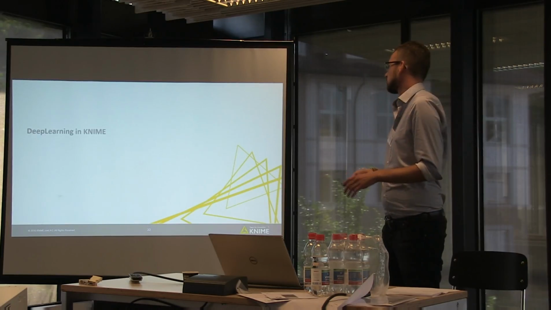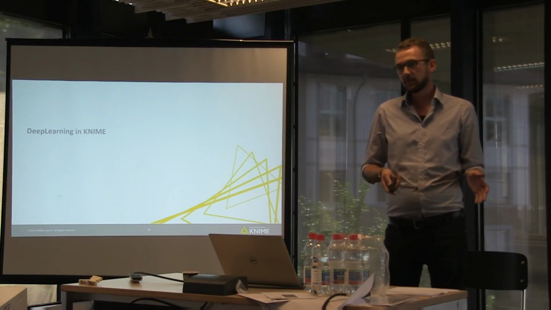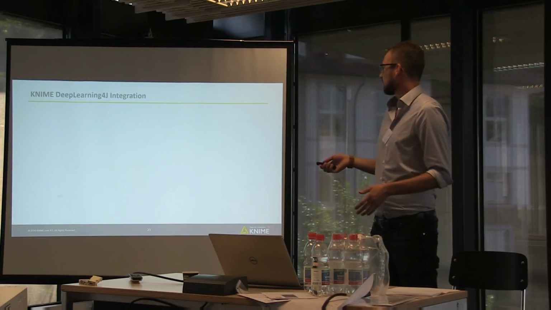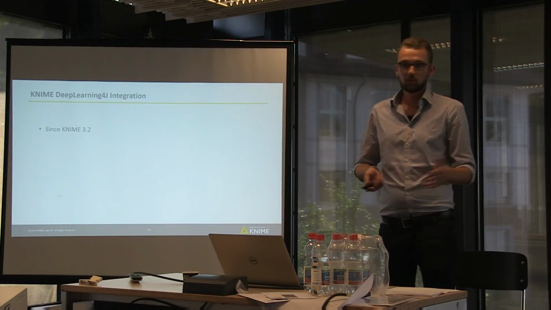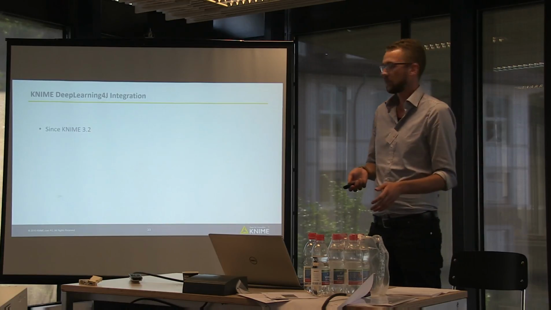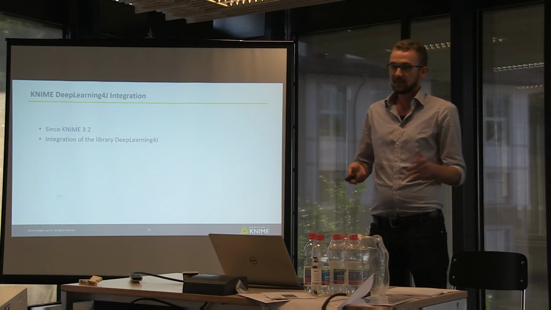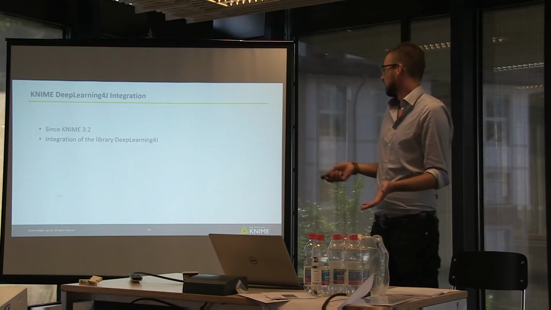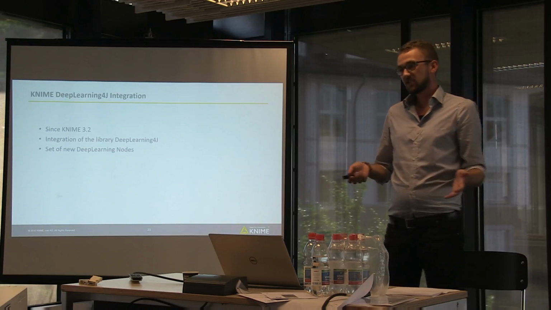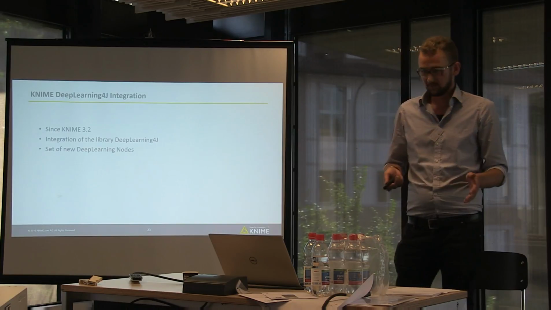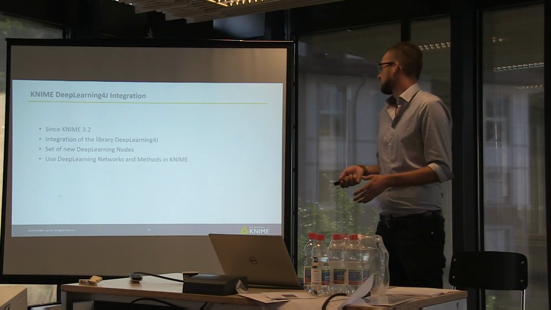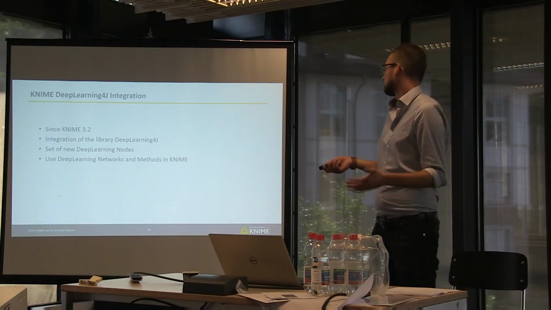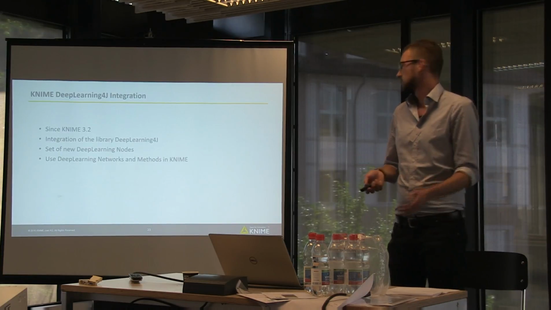Now I want to introduce how deep learning actually works in KNIME. We have this deep learning integration since version 3.2, which was like two or three months ago. It was integrated with the library Deeplearning4J. The integration consists of a set of new nodes in order to perform deep learning in KNIME. And this allows you to use deep learning networks and methods in our software.